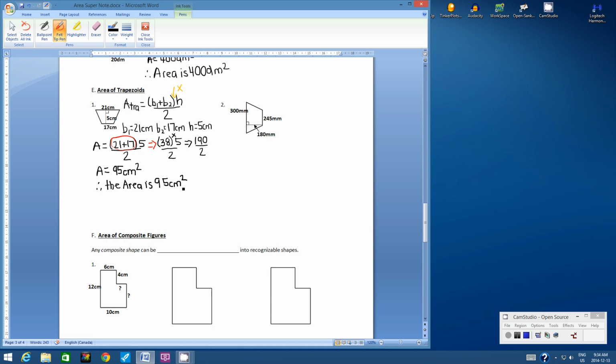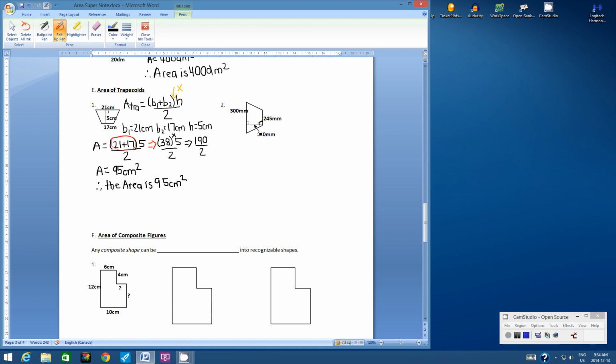Okay, so let's go on to question 2. Again, we're looking for this dotted line. This dotted line means it's the height. The height is 180 millimeters. And then we have the two bases that are perpendicular. Actually, it wouldn't be wrong to put another perpendicular symbol here, would it?